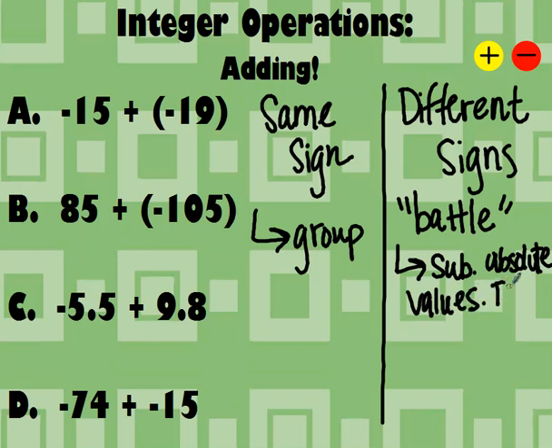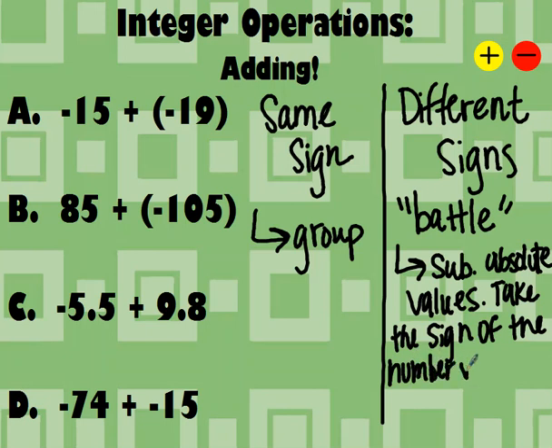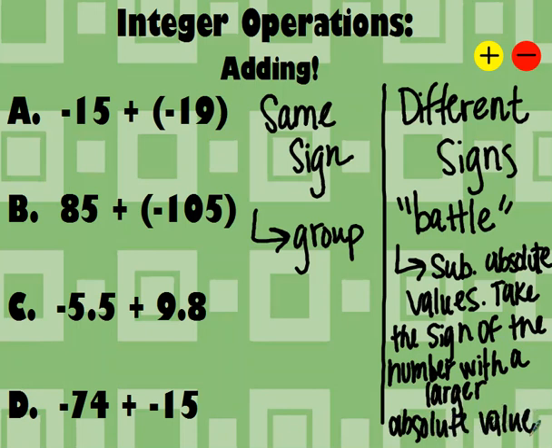Okay, and then you take the sign of the number with a larger absolute value. Okay, basically just talking about who wins the battle, right? So when we're talking about battle, who wins is what you're going with, okay?